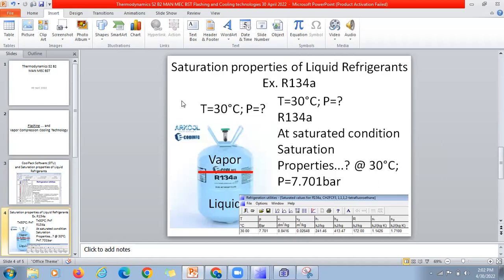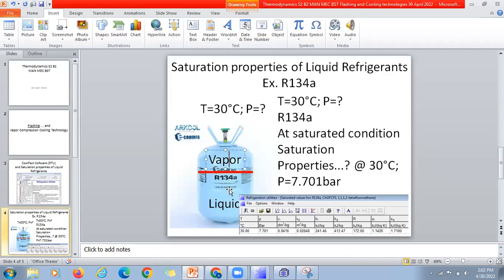How high? In a tire, pressure is less than 2 bar gauge pressure, so absolute is below 3 bars. So here 7.701 bar is high pressure. This is the usage of saturation properties. You can have the other values as well, later we will look into that. So this is very high pressure, and here two-phase liquid and vapor.